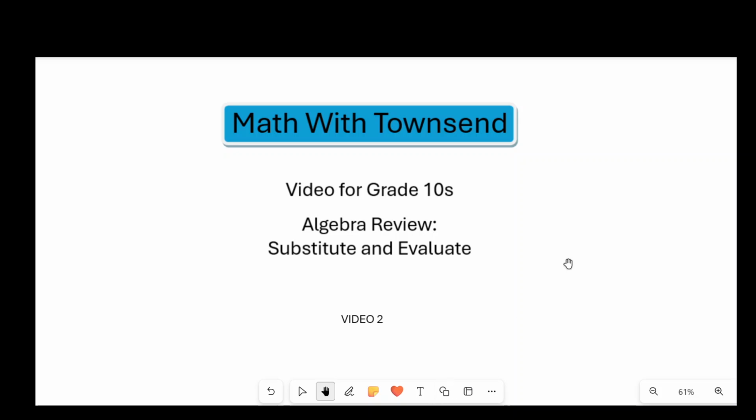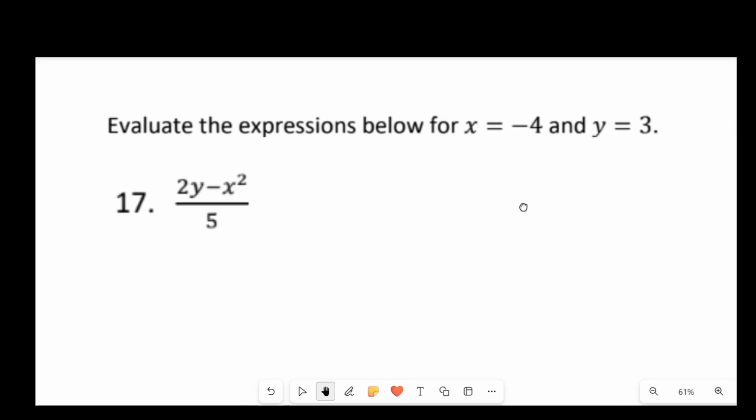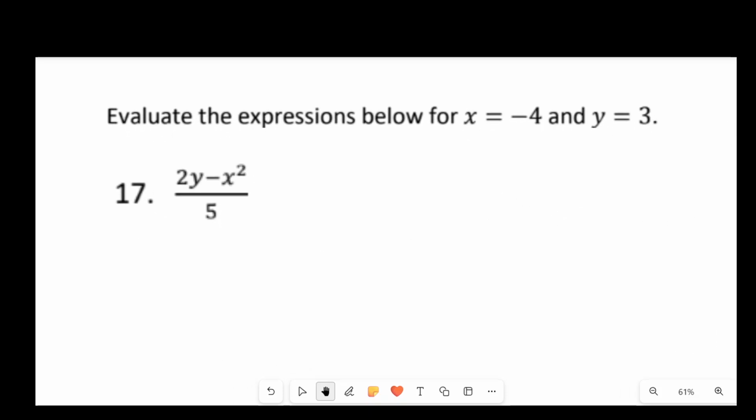This is my second video of Algebra Review, Substitute and Evaluate for my grade 10s. I'm going to take up two questions in this video, and each of them involves substituting in values. Specifically, we're substituting in x equals -4 and y equals 3 into the expressions. In question 17, I have this expression, which is a fraction. But that's okay, I'm not worried about anything.